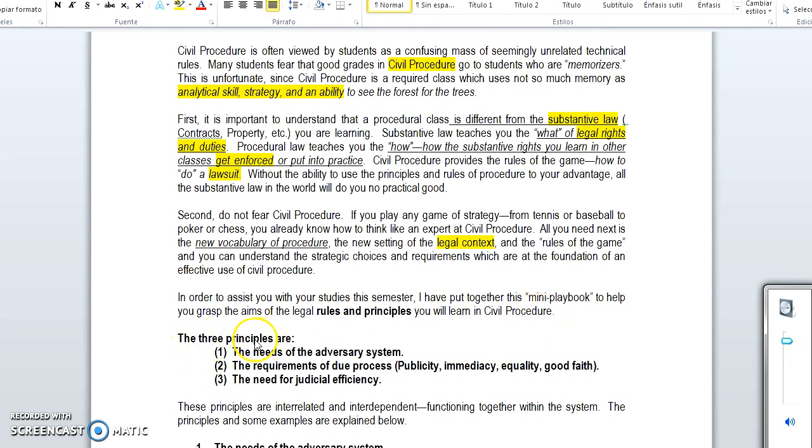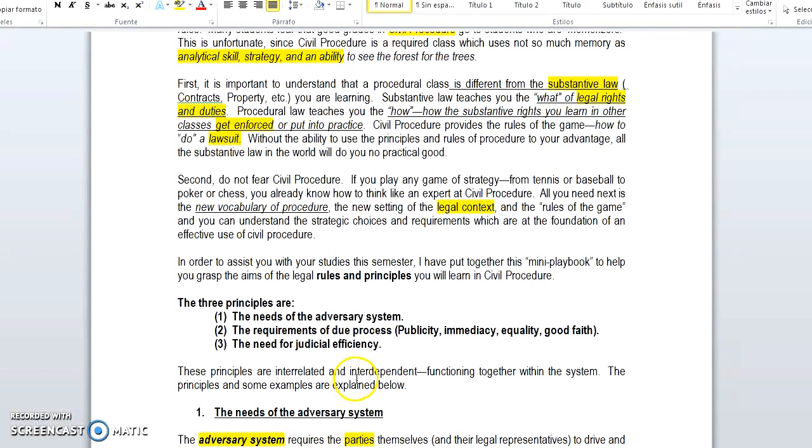The three principles are the needs of the adversary system, the requirements of due process (publicity, immediacy, equality, good faith), and the need for judicial efficiency. These principles are interrelated and interdependent, functioning together within the system. The principles and some examples are explained below.